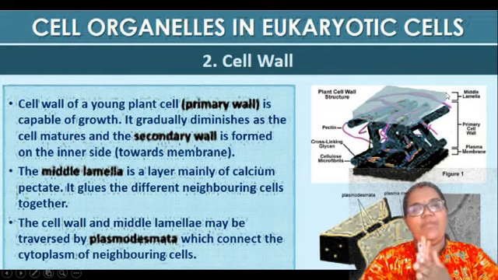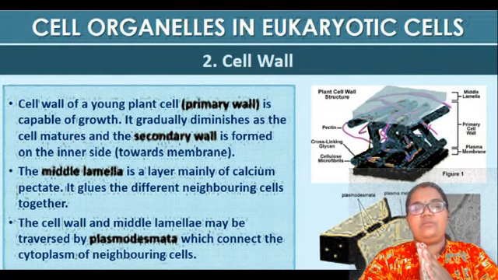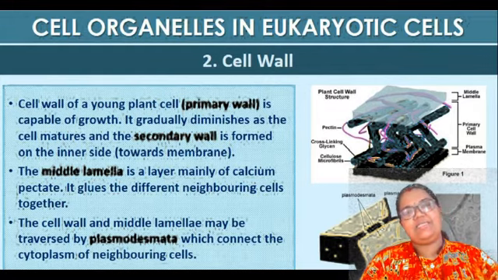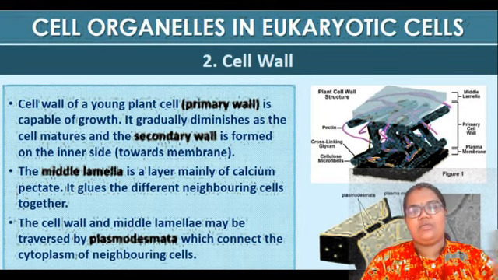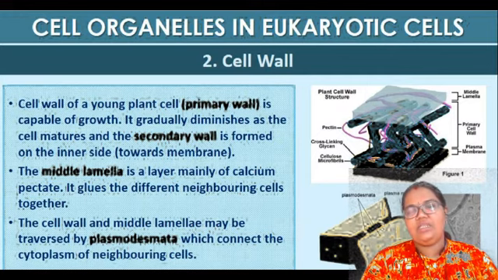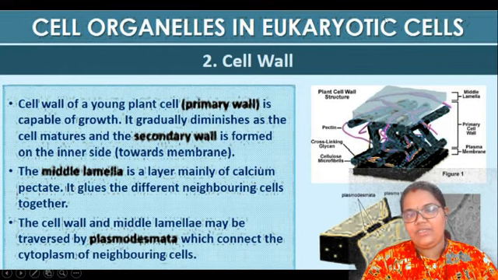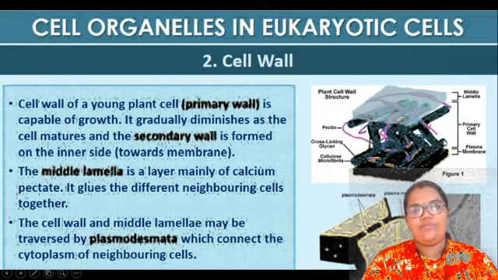It's actually helping for the connection between the next neighboring cell wall and any other cells to this cell wall. So actually, in this middle lamella, you can see that one cell is there. This is the one cell wall, and there will be another cell wall here. In between, you can see the middle lamella, right? So this is the primary cell wall, which is capable of growth.